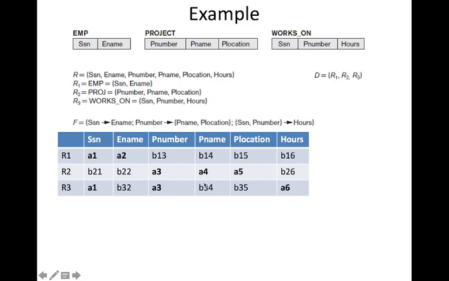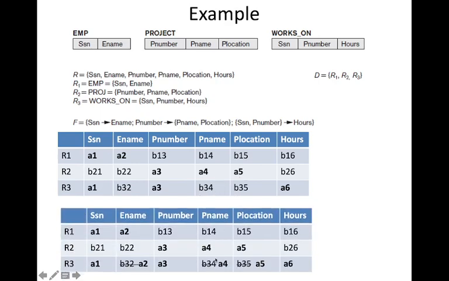So we have to check the Y part. In the Y part we have A4 and A5, so we have to change these B values to the same A values, A4 and A5. Okay, that is the next part.